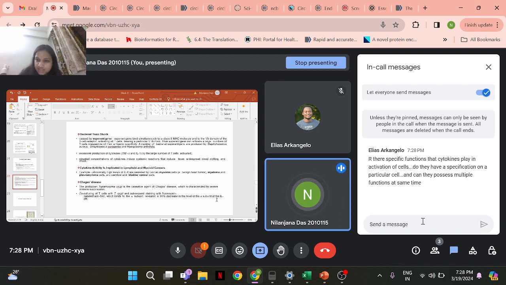Are there specific functions cytokines play in activating cells? Yes, they can possess multiple functions at the same time. And there are specific functions, like I told, IL-2 can activate the Th1 subset. It cannot activate the Th2 subset. So some cytokines have specific functions.